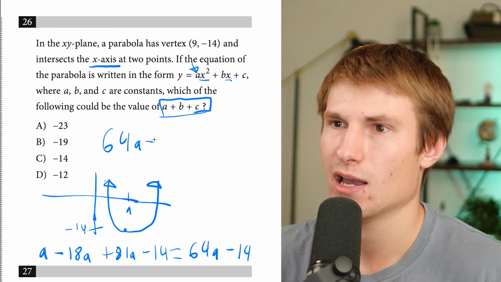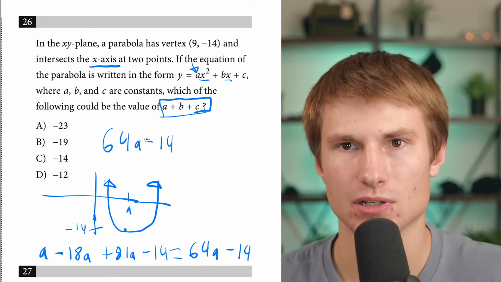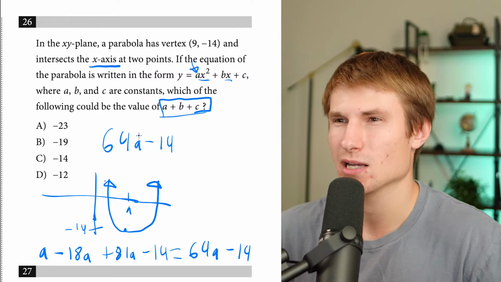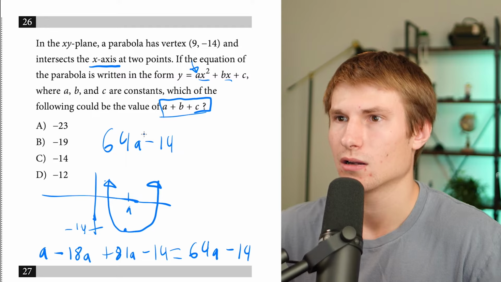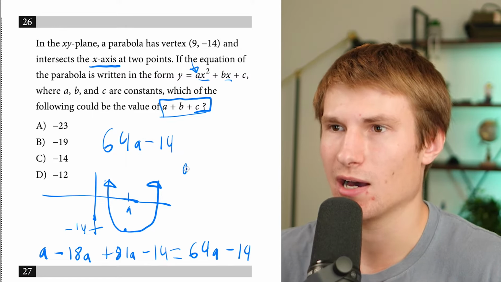We have 64a minus 14. What could be one of these values? Well, we know that the smallest value that it could possibly be would be where a can't be 0 here, okay? a's got to be positive, so let me just write that.